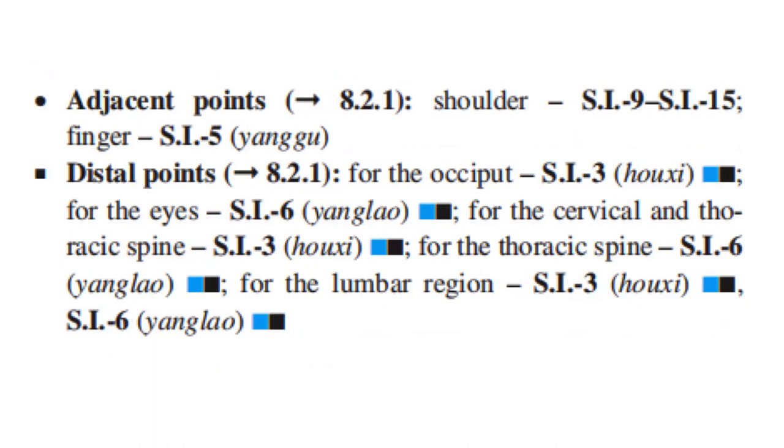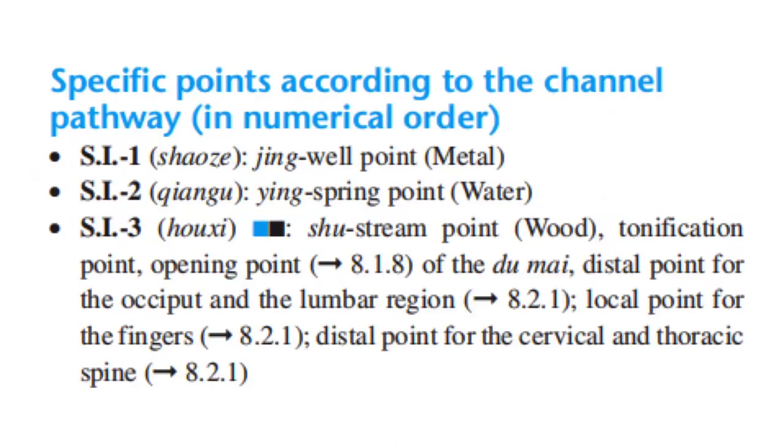For the eyes, SI6. For the cervical and thoracic spine, SI3. For the thoracic spine, SI6. For the lumbar region, SI3, SI6. Specific points according to the channel pathway in numerical order.